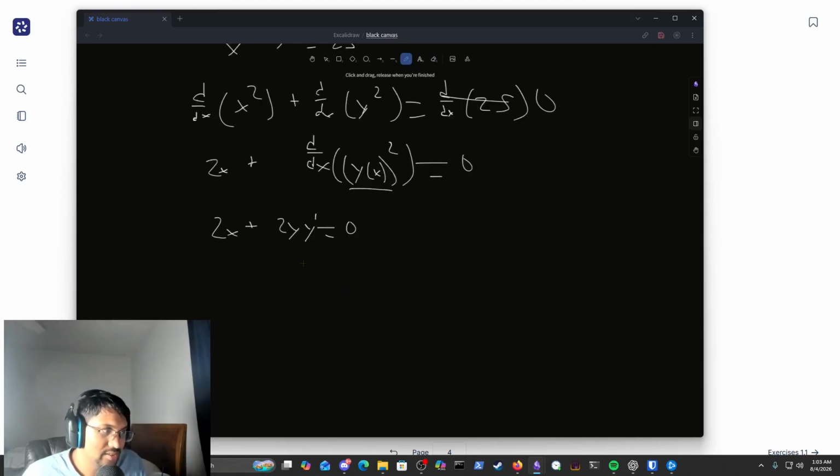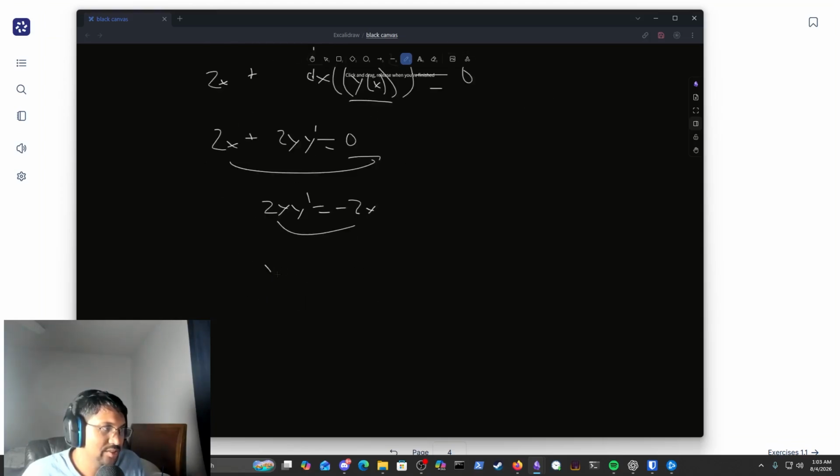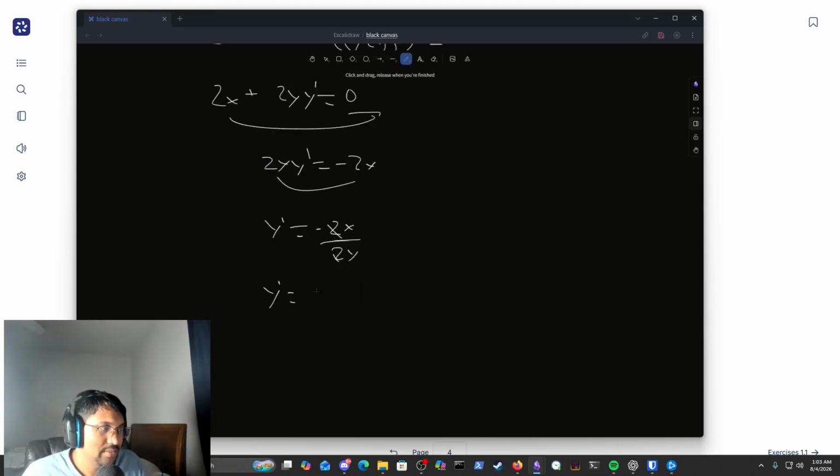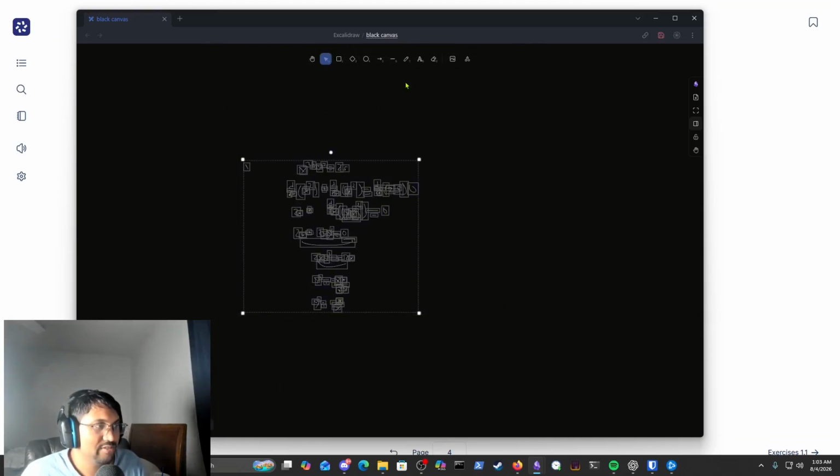And then at this point, again, it's just simple algebra. You move this over here, so 2y y prime equals negative 2x, then divide by 2y, so you get y prime equals negative 2x over 2y, reduce those, so y prime equals negative x over y, and we would say that this is the implicit solution. You'll be doing things sort of like this, of course not as simple as that, but just a quick refresher in case you might have forgotten some of that.